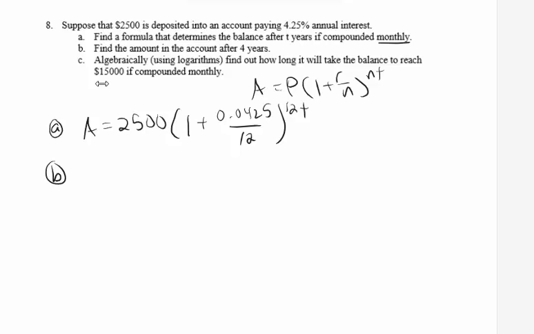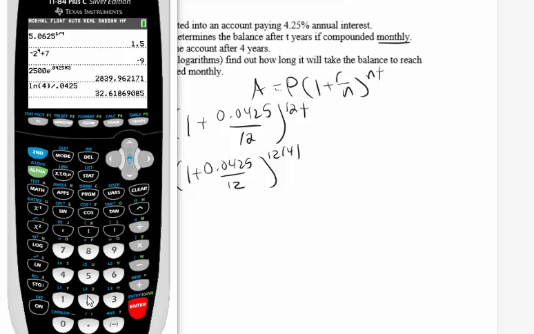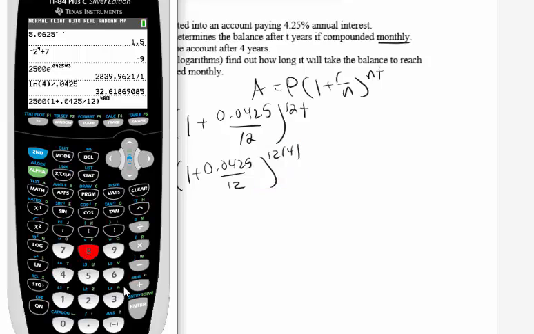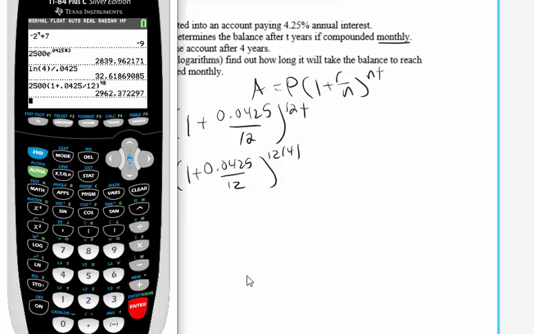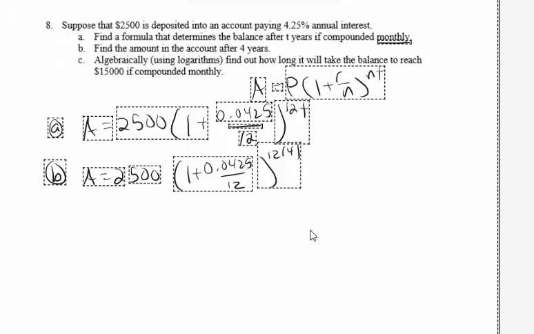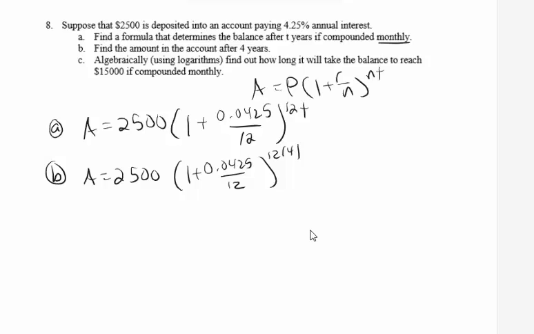Part B, we're going to plug in 4 years. So A would be 2,500 times 1 plus 0.0425 divided by 12 to the 12 times 4. And then we can punch that in the calculator and see what we get. So we got 2,500 times parentheses 1 plus our interest, 0.0425, divided into the 12 pieces, and over the years, paid out 48 times, 12 times 4. So we get 2962.37.